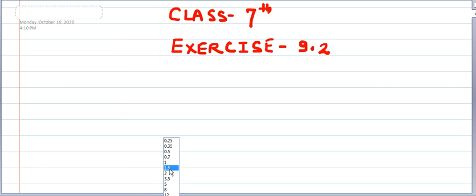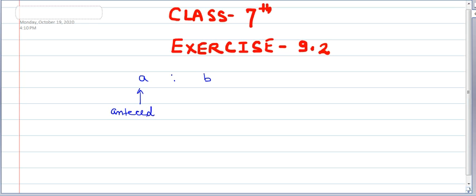As you know about ratio, suppose the ratio is A is to B. This is the first term A and B is the second term. But there are some other terms regarding A and B. A is called antecedent. It's also given in your textbook. And B is called consequent. So the terms are called antecedent and consequent. It's very simple. First value is antecedent, second is consequent.